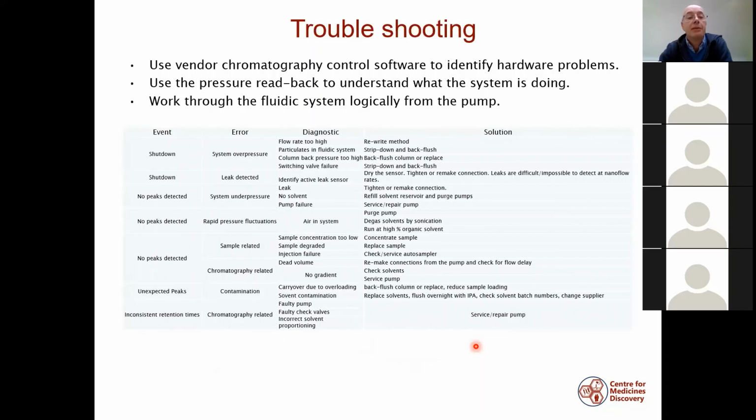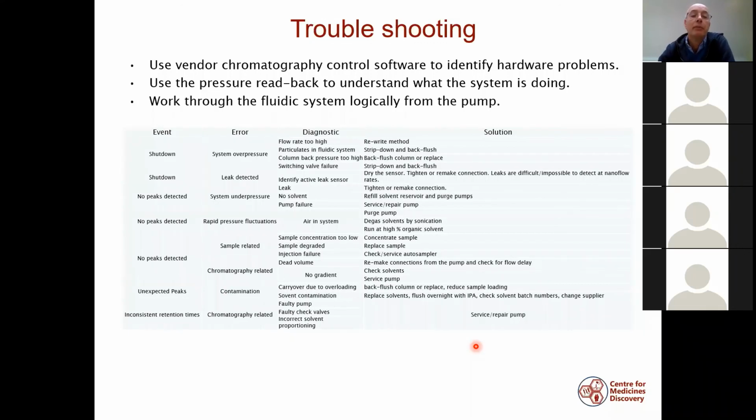So just to say something about troubleshooting, most HPLCs will come with some kind of control software, and this allows you to identify any problems you will have with the hardware. If you have a problem, you need to learn to look at the pressure of the system, because this will tell you what it's doing. So the pressure readback is very crucial, because you can see if there's a leak, or if there is a blockage, or if there's some other problem. The pressure will very often tell you what's going on.